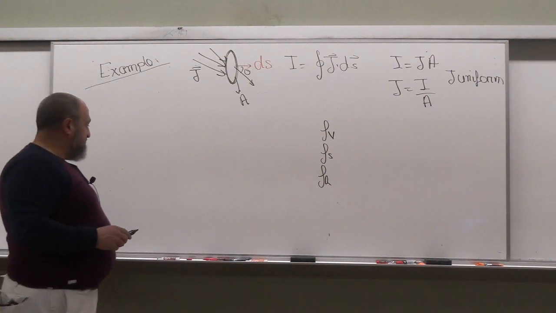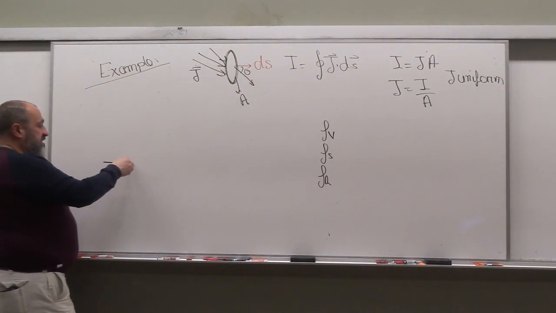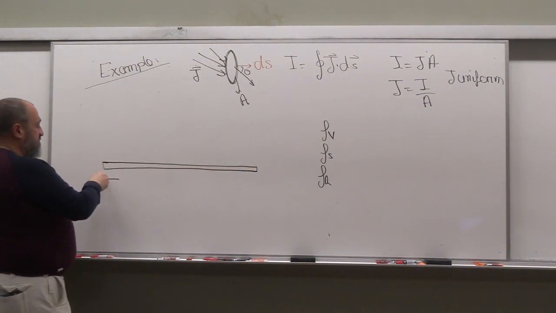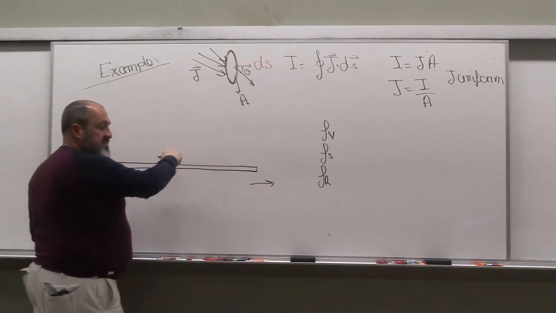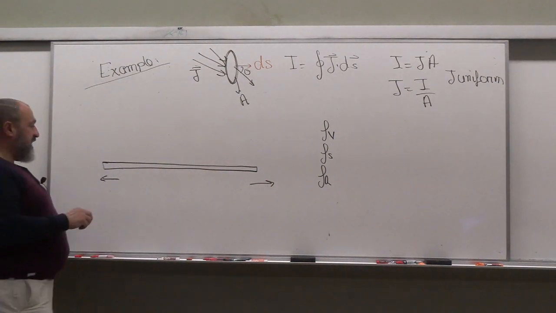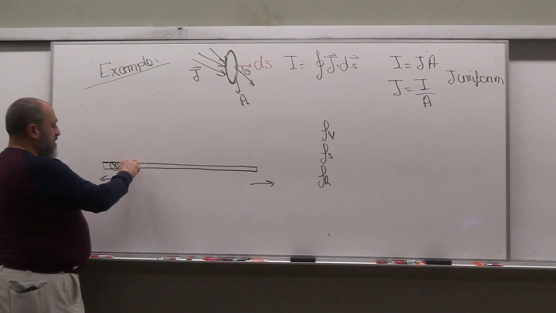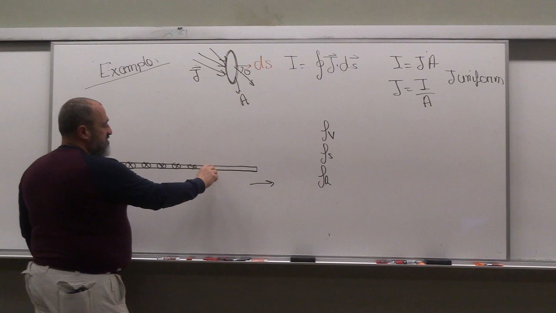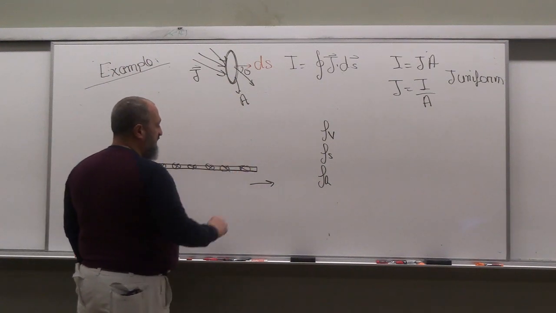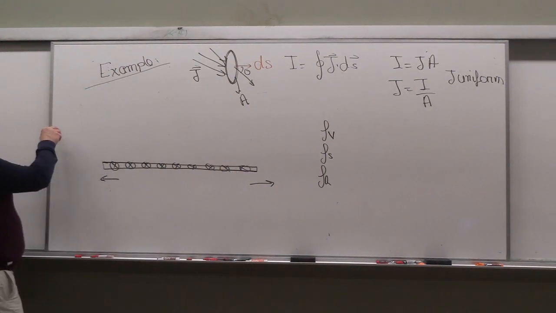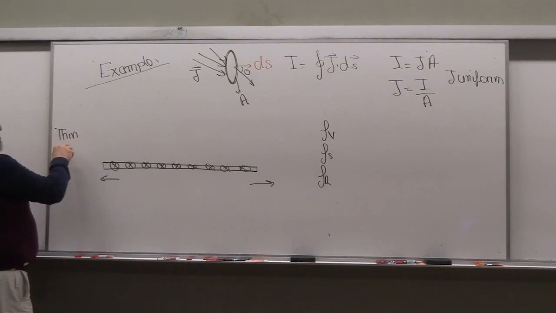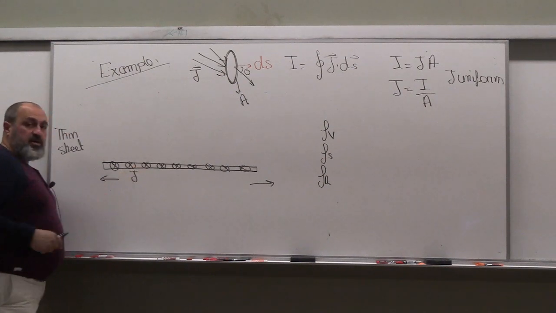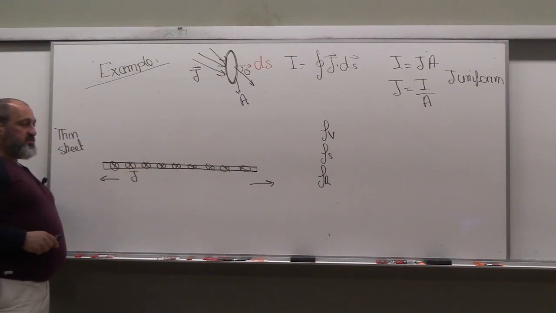But let's take the following example, whereby I have a really long sheet. The sheet is infinite in this dimension, this way, and infinite in that dimension as well. And I have current density J flowing through the sheet. Now this sheet will have width in examples later on, but for now it's just a thin sheet of current. Current J is flowing into the board.